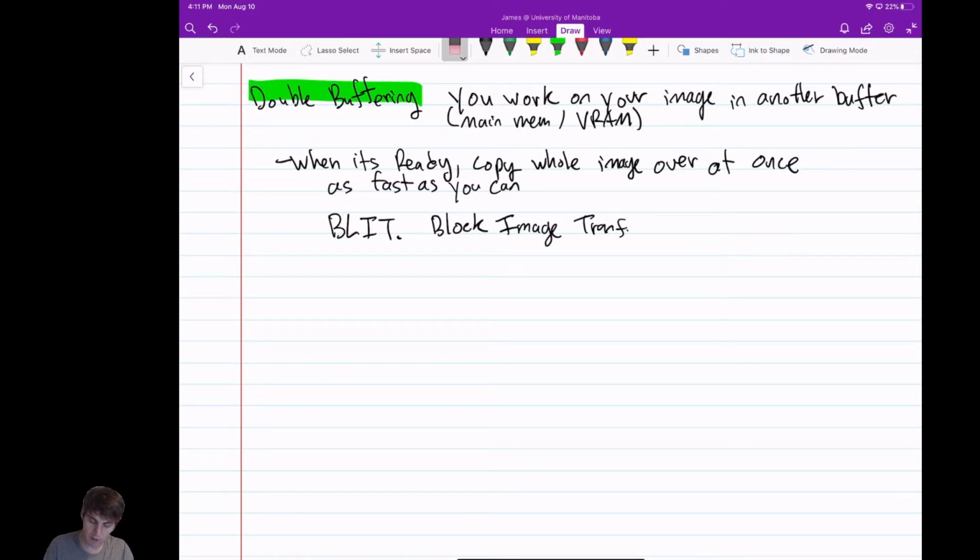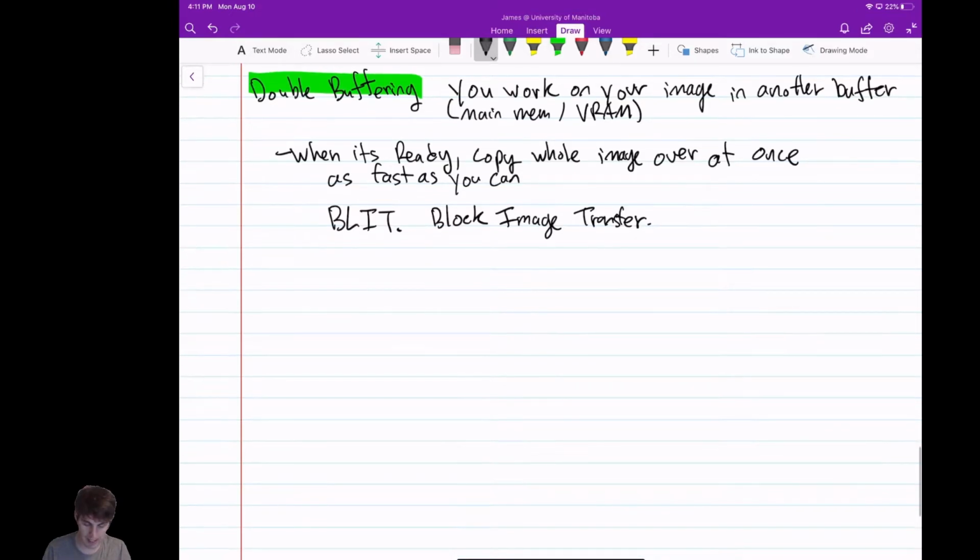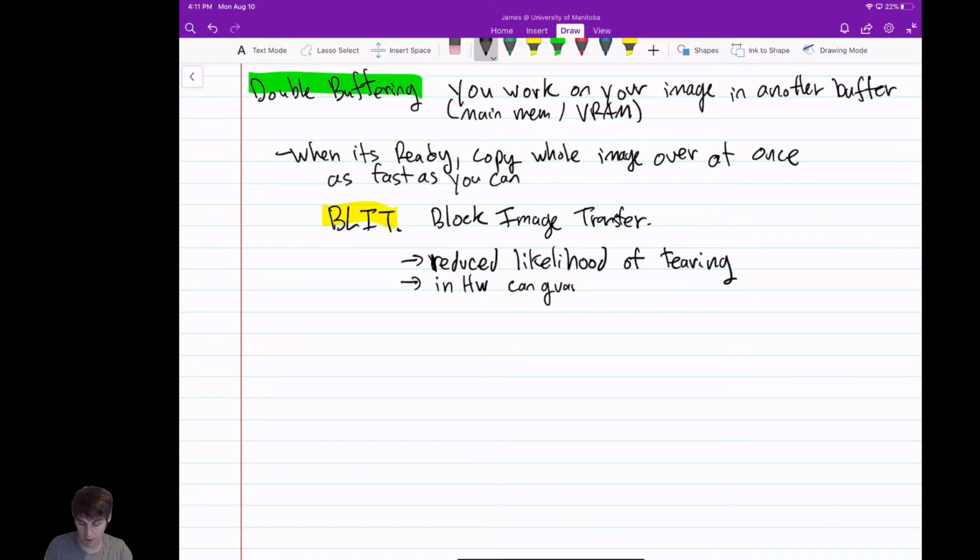You'll come across this in graphics libraries. It'll say, just BLIT the image. BLIT means copy as fast as you can. If you use blitting, you get a reduced likelihood of tearing. But you can't guarantee it unless things are perfectly synchronized. If you do it in hardware, you can guarantee no tearing.